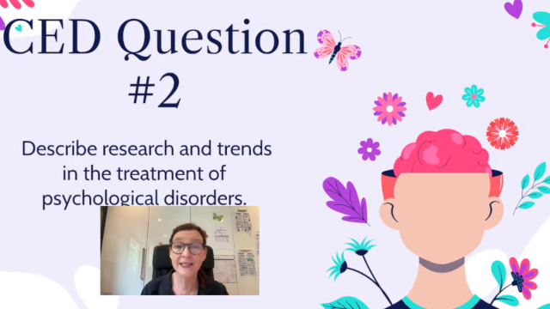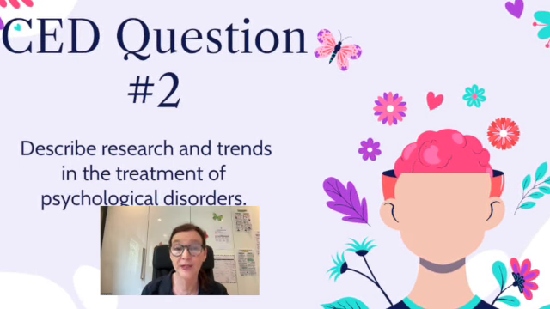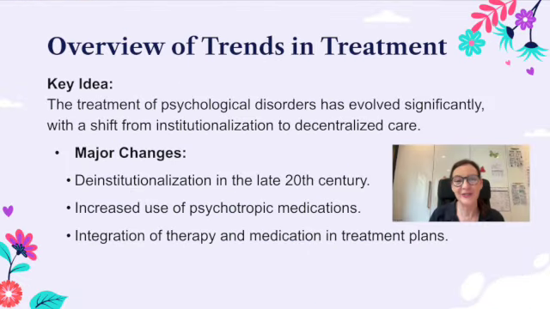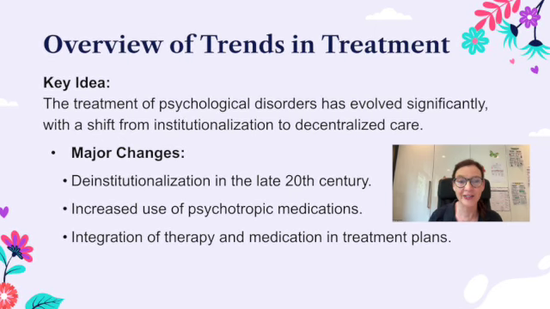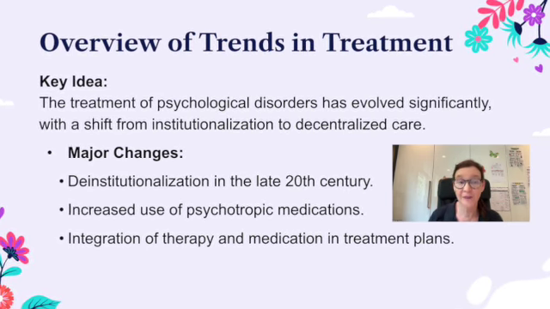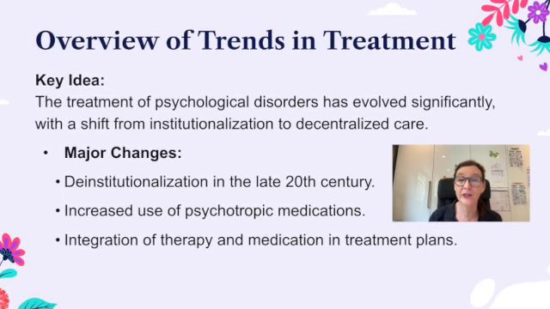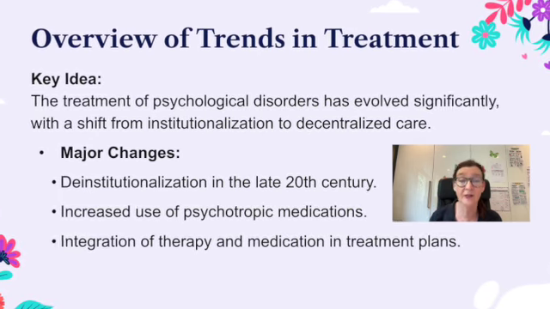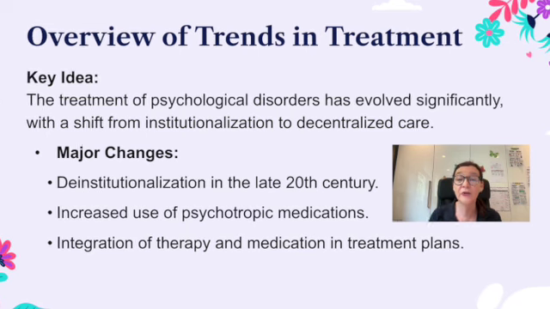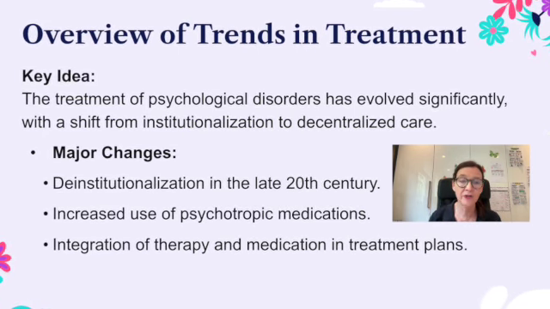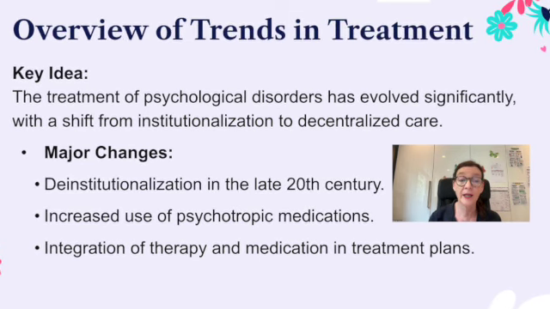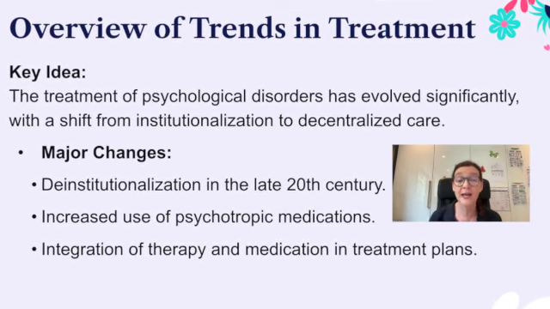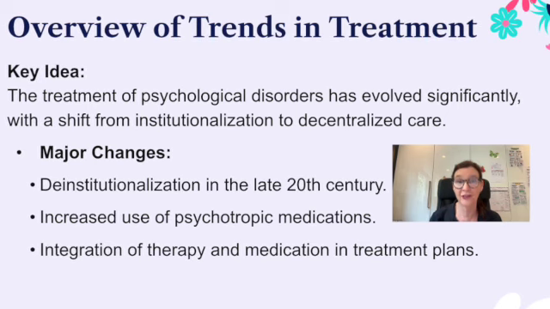So today we're going to look at CED question number 2, describe research and trends in the treatment of psychological disorders. If you've been watching my videos, you always know that I like to start with an overview before we get really unpacking the essential knowledge. So the overview of trends in treatment. The key idea is that the treatment of psychological disorders has evolved significantly with the shift from institutionalization to decentralized care. Some of the major changes we're going to look at: deinstitutionalization in the late 20th century, increased use of psychotropic medications, integration of therapy and medication in treatment plans.